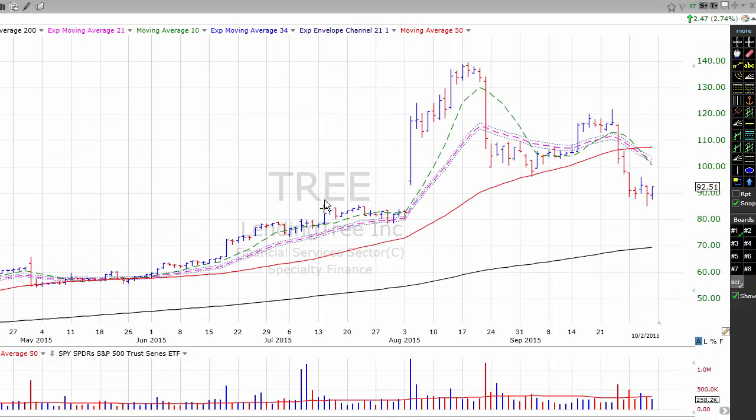Next, we have LendingTree. LendingTree provides online lending services through lendingtree.com. LendingTree has been setting up this trend line base. I'd feel comfortable getting into LendingTree on a break above that trend line as long as the stock was trading above its 50-day moving average, which again is this line that we show in red.